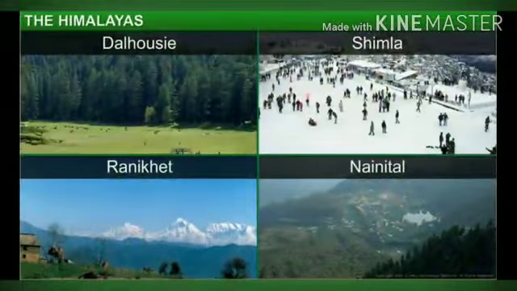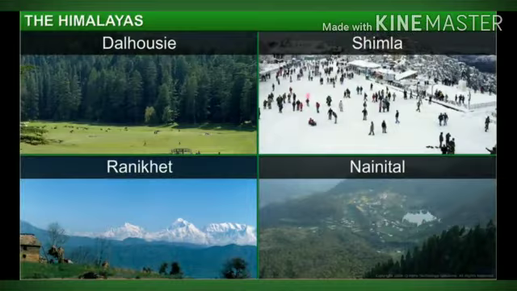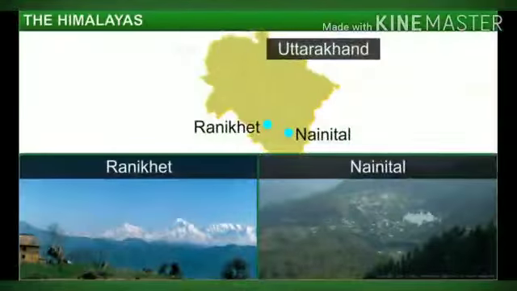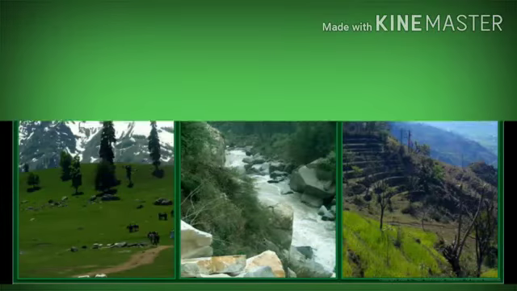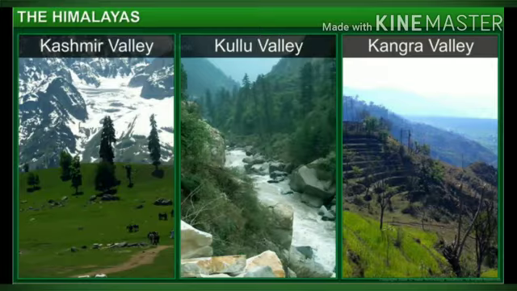The Himachal range is also well known for its hill stations: Dalhousie, Shimla, Ranikhet, Nainital. Dalhousie and Shimla are located in Himachal Pradesh, and Ranikhet and Nainital are part of Uttarakhand. The most picturesque valleys like Kulu and Kangra are part of this area.